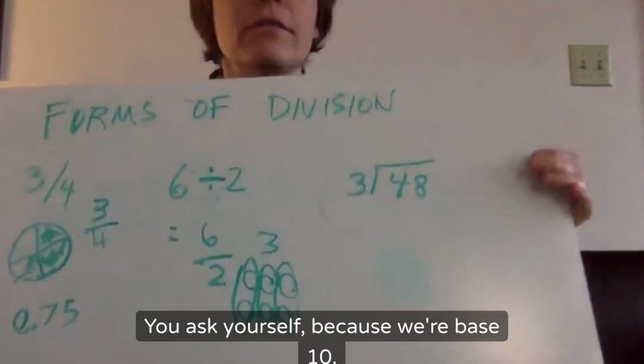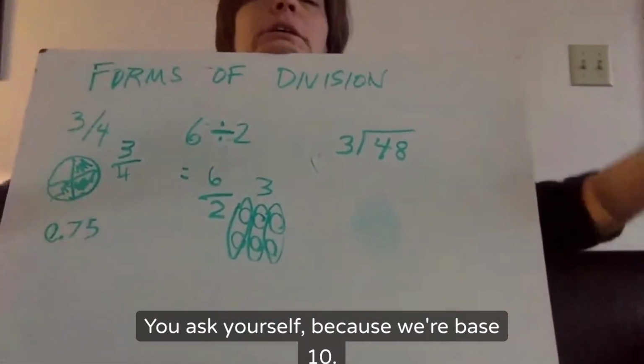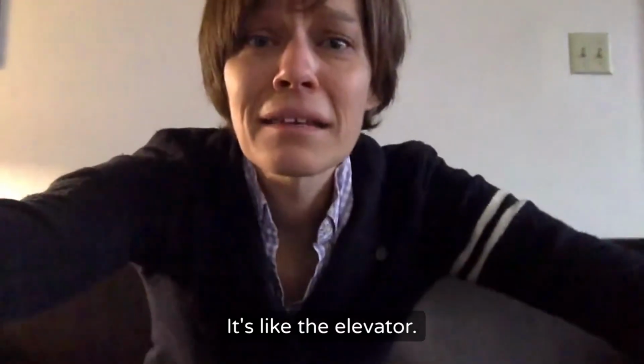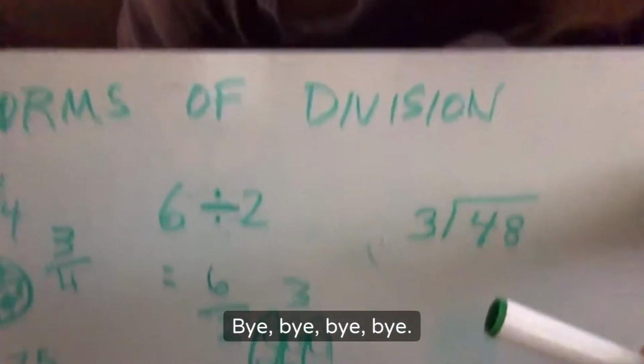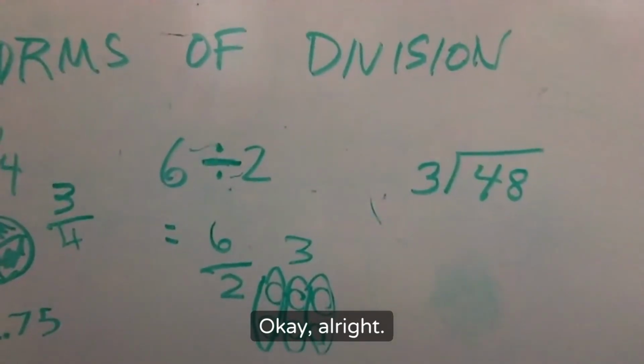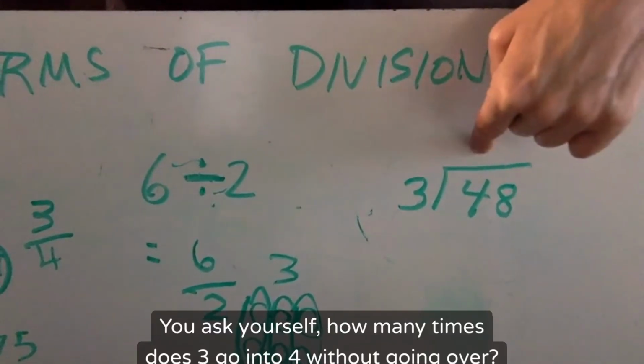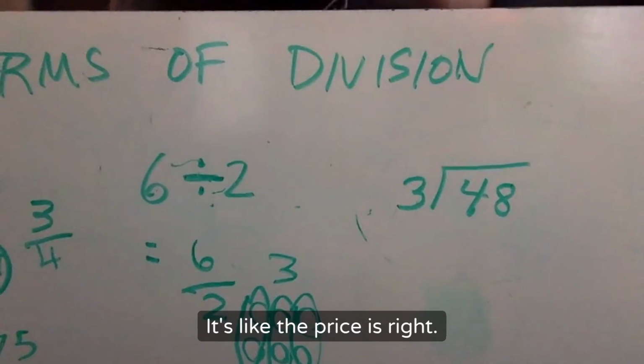You ask yourself, because we're base 10, I'm going to zip back down again, it's just easier. All right, ready? Bye. It's like the elevator. Bye, bye, bye. Okay, all right. So you ask yourself, how many times does 3 go into 4 without going over? It's like the Price is Right.